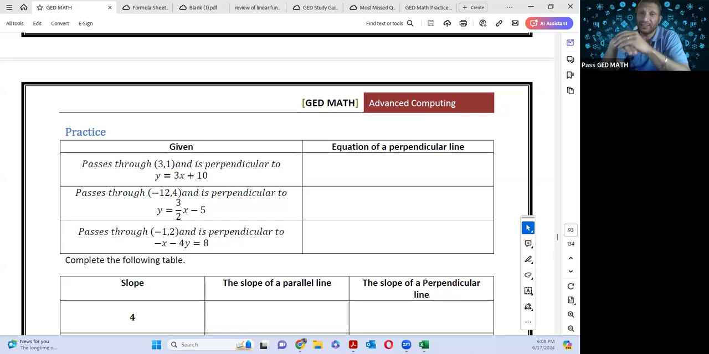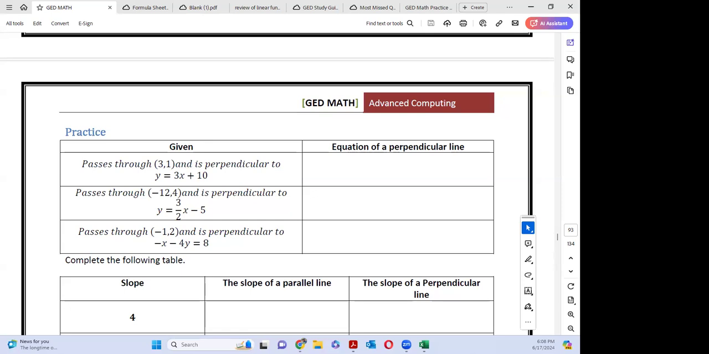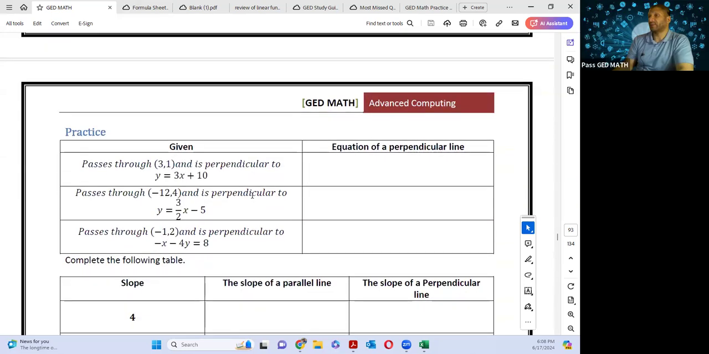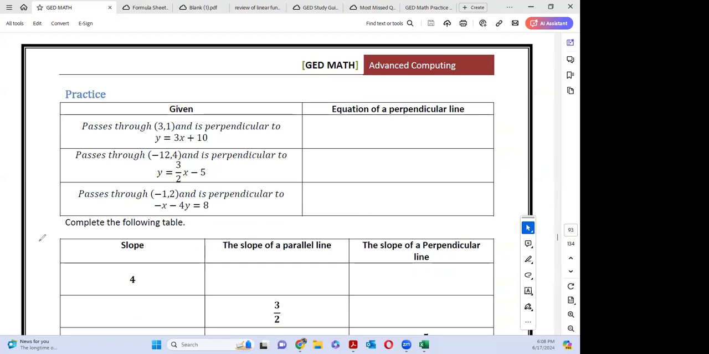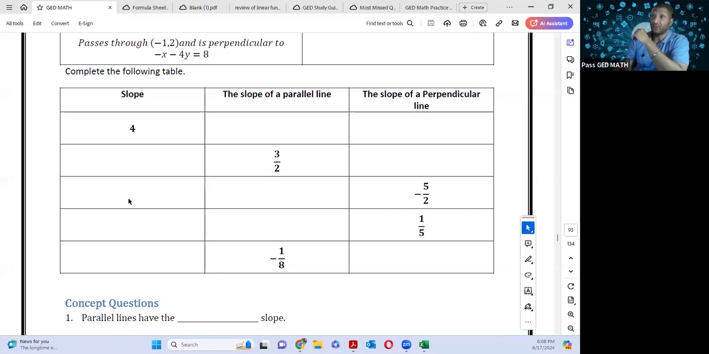Can you see my screen? Yes. So a question like this, like the last one. Okay. All right. So I'm going to do all three. I'm going to do the first one and the last one, right? First of all, I'm going to go through this table here.